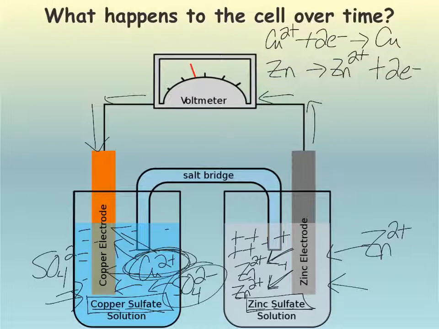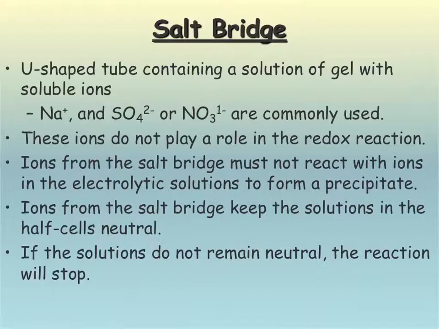Okay, so this is slowing down our reaction because our concentrations are getting out of whack. And because our reaction is slowing down, we're not getting nearly the amount of volts from it that we should be getting. This leads us to the whole idea of the salt bridge.